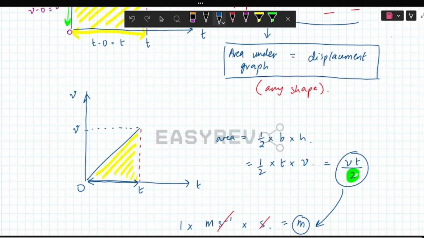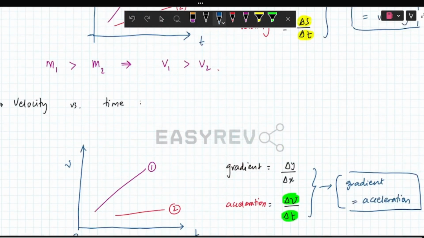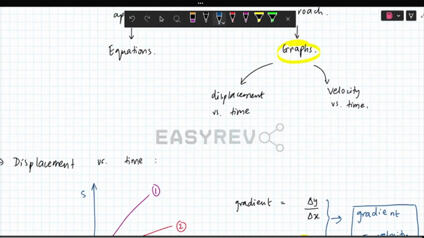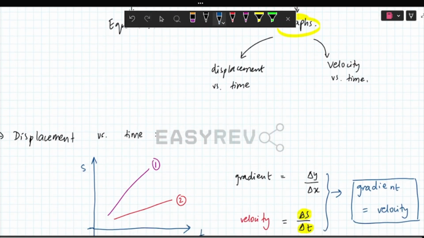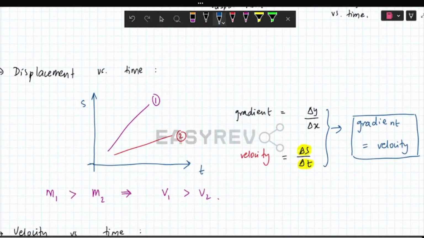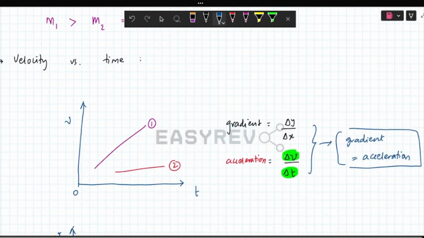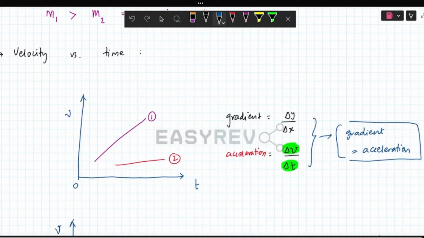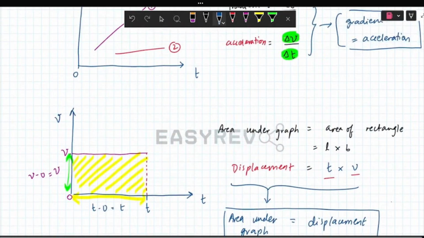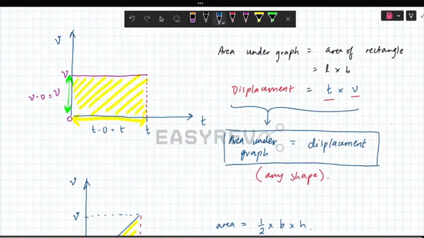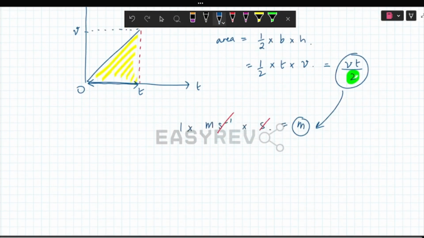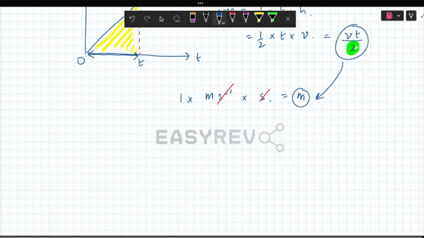Great. So what we've concluded up to this point is that when it comes to a graphical approach, we have displacement versus time and velocity versus time graphs. For displacement versus time graphs, the gradient represents velocity. For a velocity versus time graph, the gradient represents acceleration. Moreover, another feature of a velocity time graph is that the area underneath its graph line represents displacement. Great. Now let's see how this fares for a practice question.